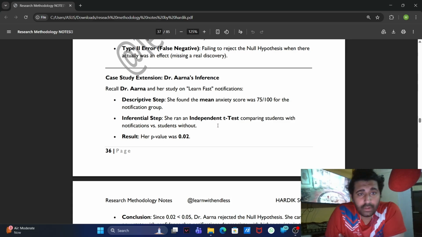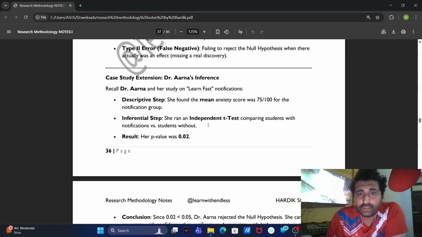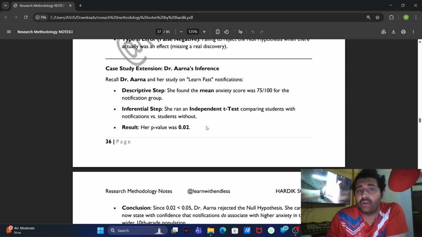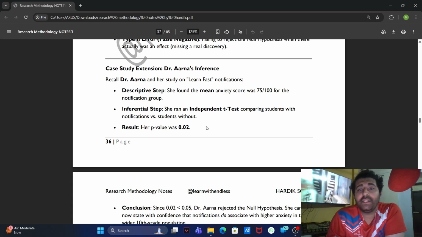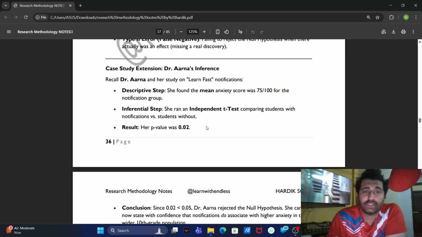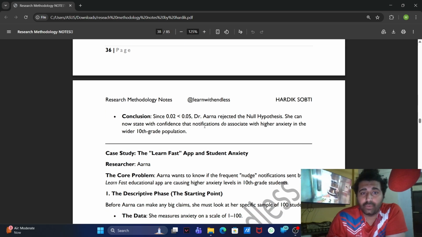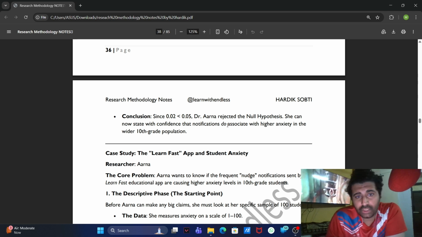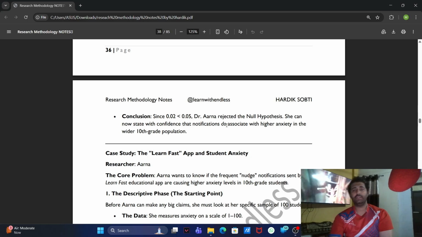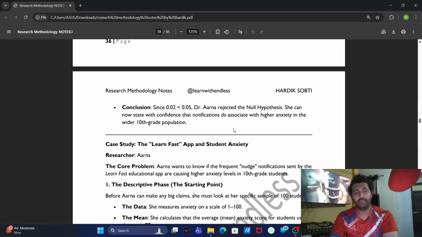Dr. Anna's inference. Recall Dr. Anna and her study on the Learn Fast notification. Descriptive step: she found the mean anxiety score was 75/100. For the inferential step, she ran an independent t-test comparing students with notifications versus students without. Result: her p-value was 0.02. Conclusion: since 0.02 is less than 0.05, Dr. Anna rejected the null hypothesis. She can now state with confidence that the notifications are associated with higher anxiety in the wider 10th grade population.